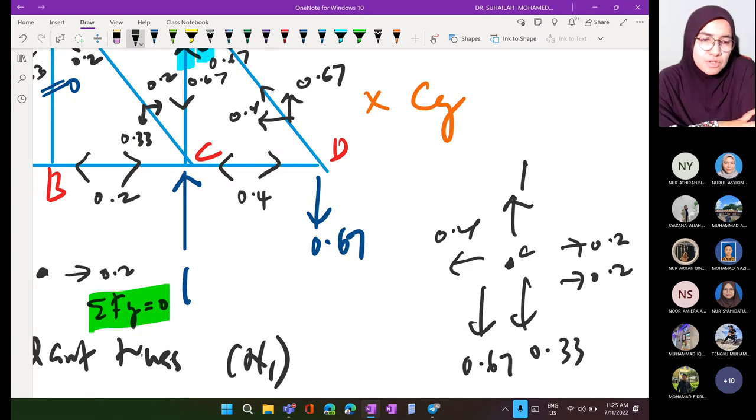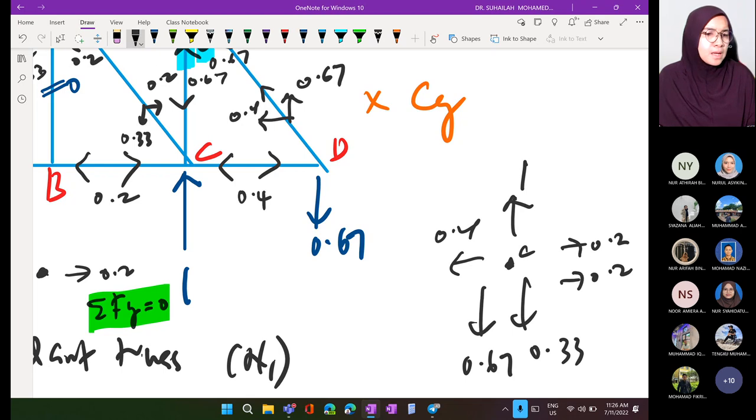Okay, so C is the last joint. So for the last joint, we just need to check fulfill or not. Total FY, 0. Total FX, 0. Okay, dapat? Okay, so dah balance every joint ya? Okay, dah balance every joint.